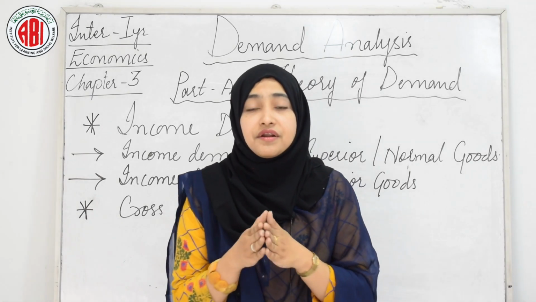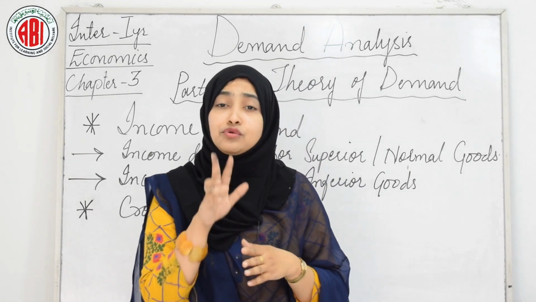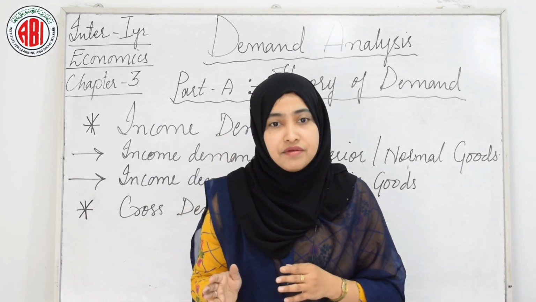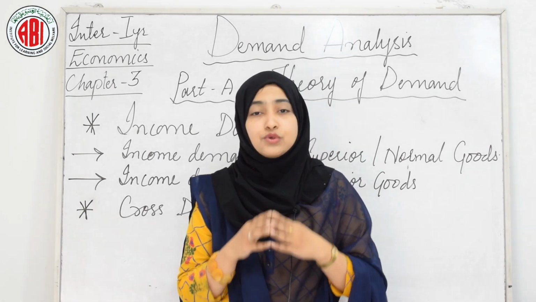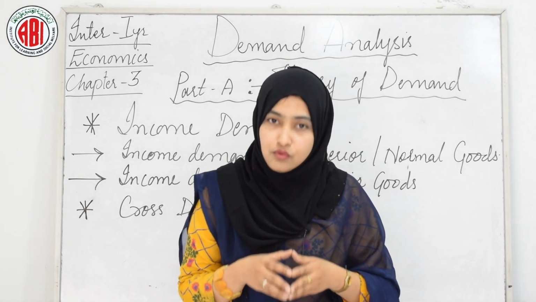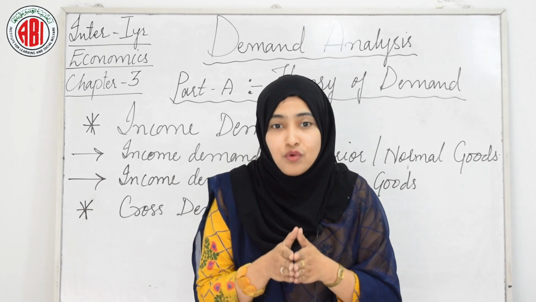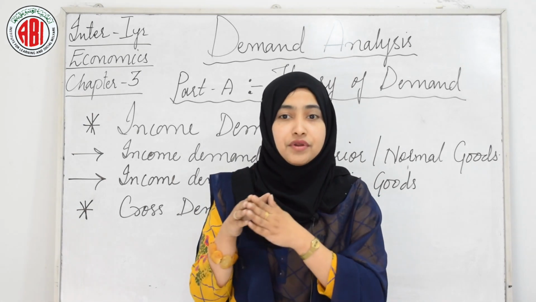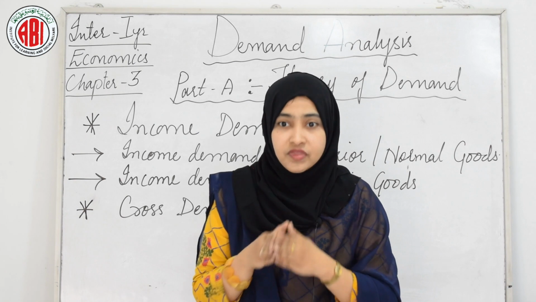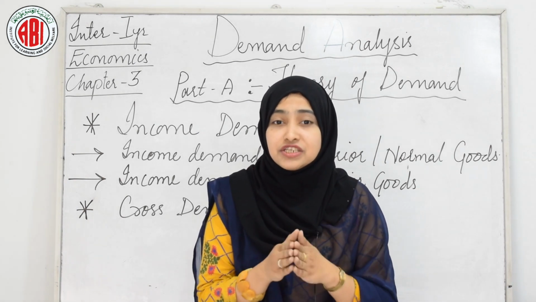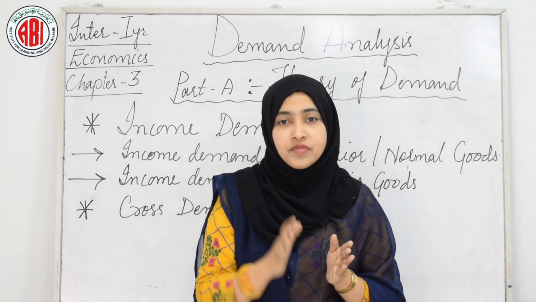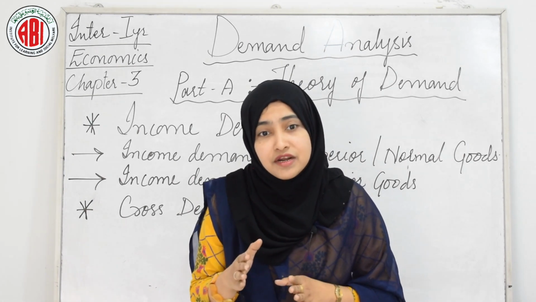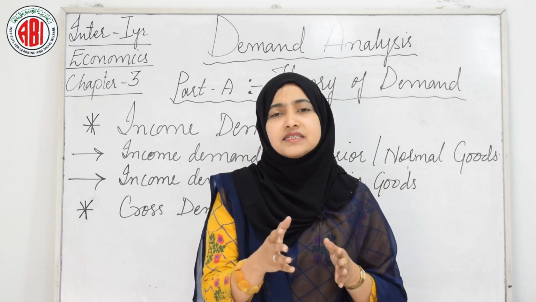Here the cross demand refers to the relationship between any two goods which are either complementary to each other or substitutes for each other. Getting here? So it indicates the quantity of goods demanded when the price of its substitute or complementary goods changes. Get it? In short, the functional relationship between the price of a commodity, say Y, and the quantity demanded of another commodity, say X, is called cross demand.